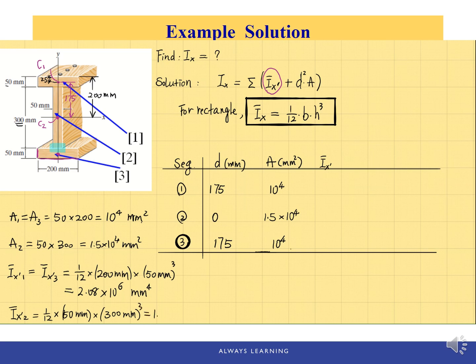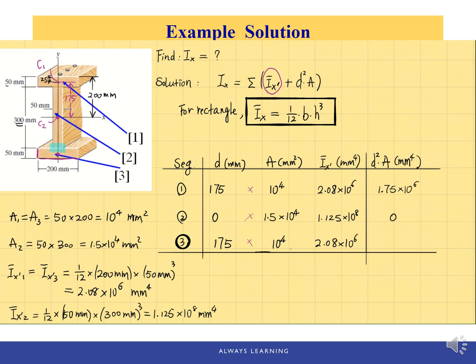And the result is 1.125 times 10 to the 8 millimeter to the power 4th, and then we're going to put them into the table as well. So we can put the unit on the header of the table. Next, let's get d squared times a, which will be the first column times the second column. And the unit, since d squared has unit of millimeter squared and times another millimeter squared, will be millimeter to the 4th power.